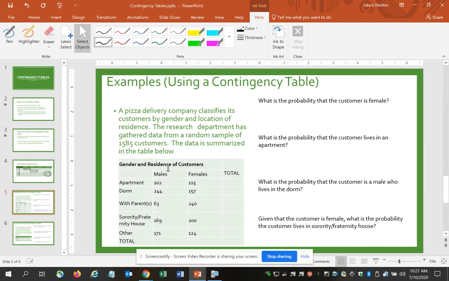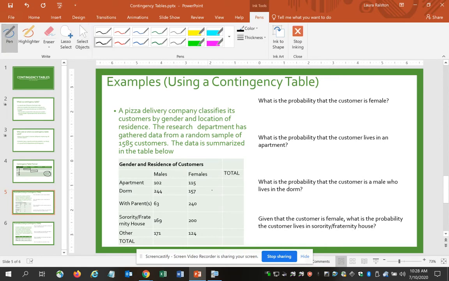Notice one of the first things you want to do when you look at a contingency table is look to see what information is on the rows and what information is on the columns. In this case, in our rows, we have the residents, whether they live in an apartment, the dorm, with their parents, in a sorority or fraternity house, or other.